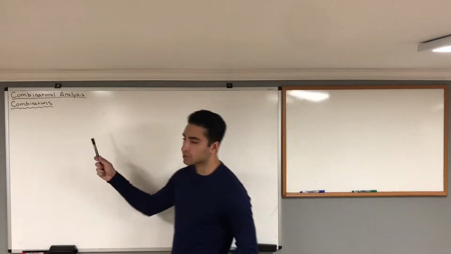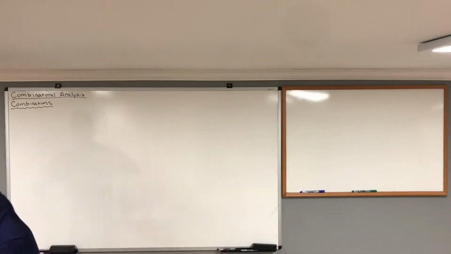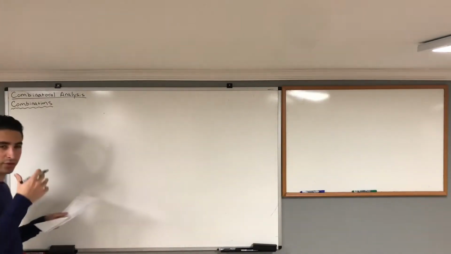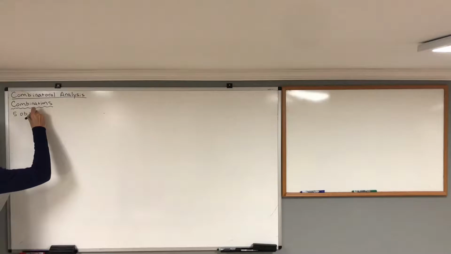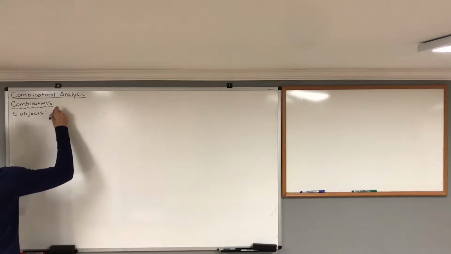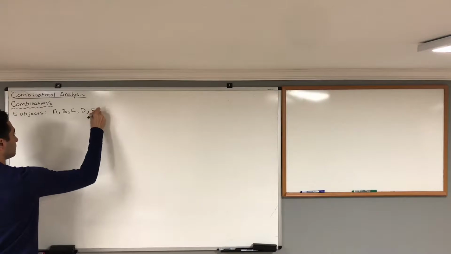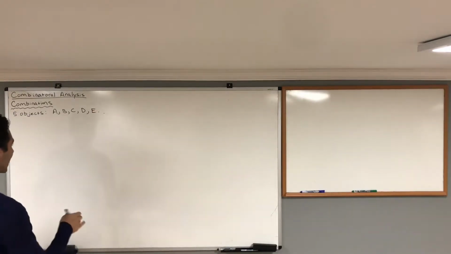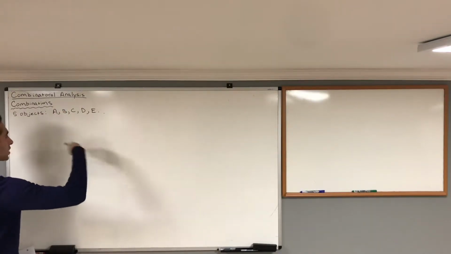The best way to introduce combinations is to start with some example, and I'll get to it right now. So, let's start. Suppose you start with 5 objects, okay? So we have 5 objects. And those 5 objects are the letters A, B, C, D, and E. Recall in the last video, each of these is an object, right? The letter A is one object, the letter B is one object, and so on.